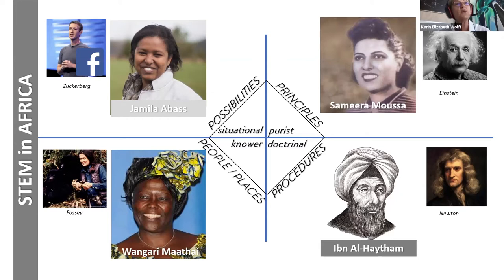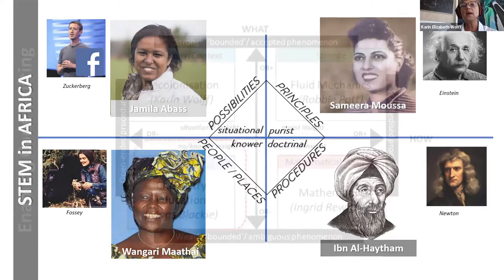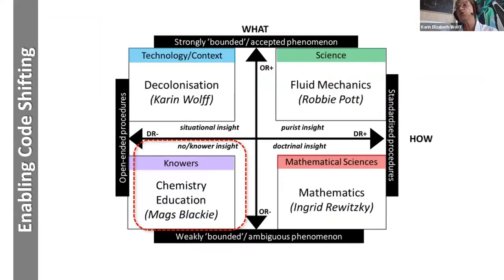If you want to ask me any questions, we can pick these up later. We're now going to move on to our fourth quadrant. And our colleague, Mags Blackie, is going to talk to us about knower insight. Mags, when you're ready, I'm going to stop sharing because we're going to do this in a different way. We're focusing on knowers now. Thanks, Karin. And if anyone wants to switch on their video just for this next few minutes, that would sort of serve to illustrate the point.